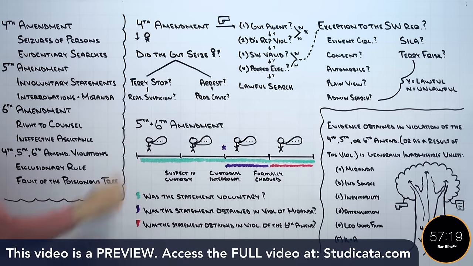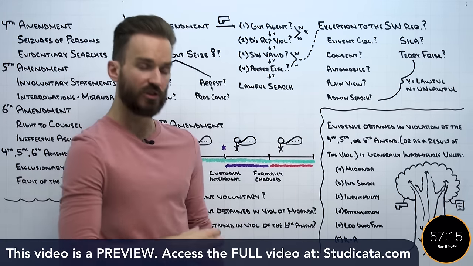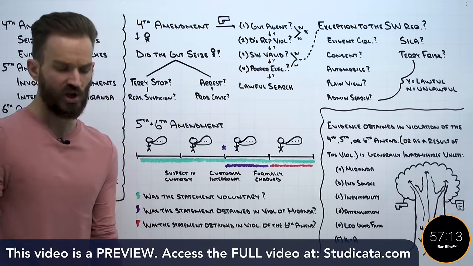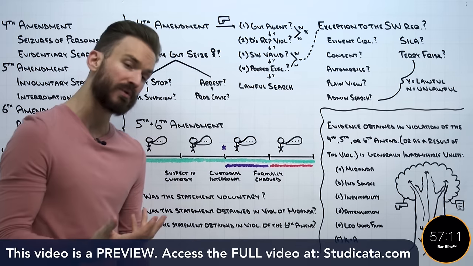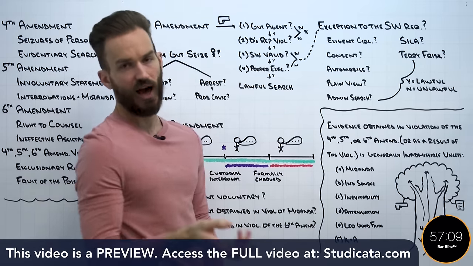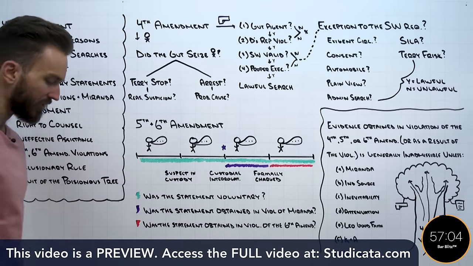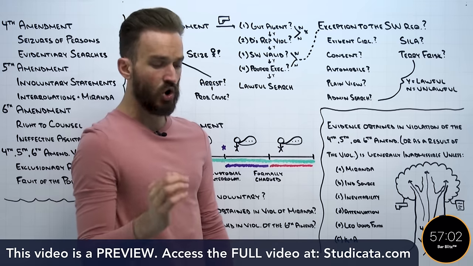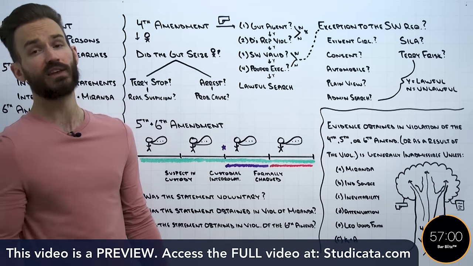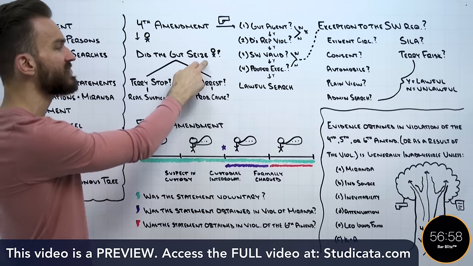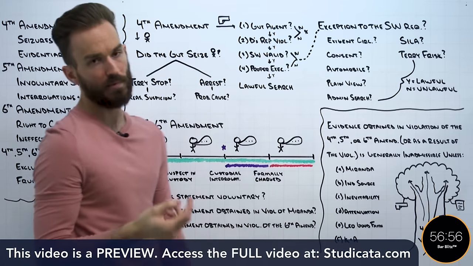And the way you make this determination is by asking whether a reasonable person under the totality of the circumstances would have felt free to terminate the encounter with this government agent or this government official, right? If a reasonable person under the totality of the circumstances would have felt free to terminate the encounter, then we don't have a government seizure of a person for Fourth Amendment purposes, right?